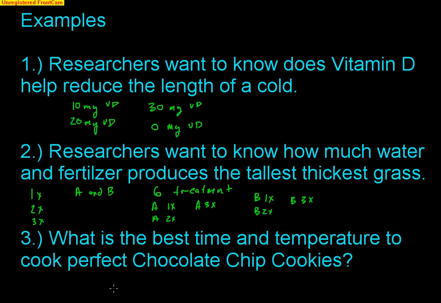We want the best tasting chocolate chip cookies, so we have 2 things. We have explanatory variable time and temperature. So we have 2 explanatory variables, and it's our job as a researcher to come up with a treatment. So maybe we do 20 minutes at 300 degrees. Maybe we do 20 minutes at 350 degrees. And maybe we do 20 minutes at 400 degrees.